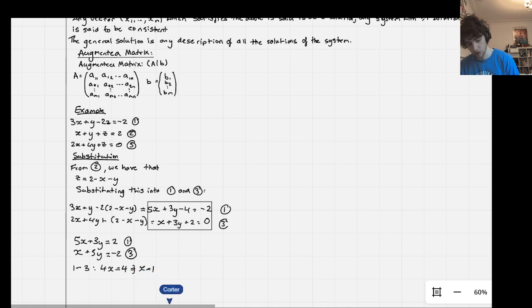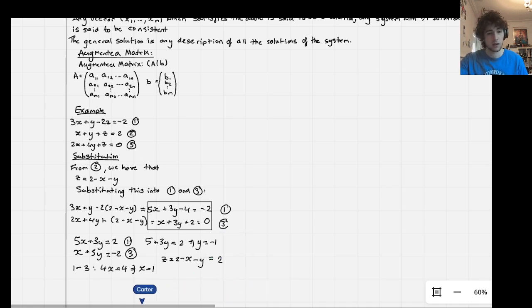So if we have x equals 1, then we have 5 plus 3y equals 2, which is going to give us y is minus 1. And then we also can backtrack from our initial substitution that z is equal to 2 minus x minus y. So it's going to be 2 minus 1, which is 1, minus 1, which is just going to be 2. So our final answer here is, so there is a unique solution. Thus, there is a unique solution.